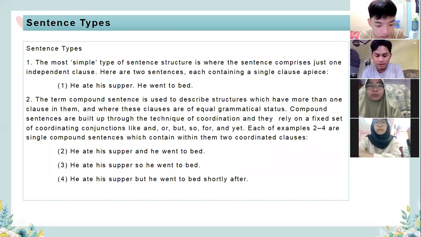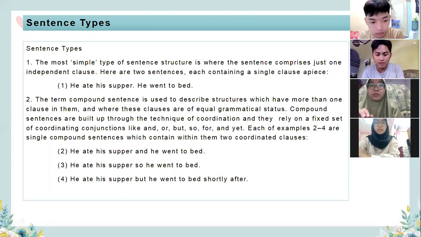Sentence type. There are three types of sentence. The first is the simplest type of sentence structure, where the sentence comprises just one independent clause. Here are two sentences, each containing a single clause apiece. First, he ate his supper, and the second sentence is he went to bed.